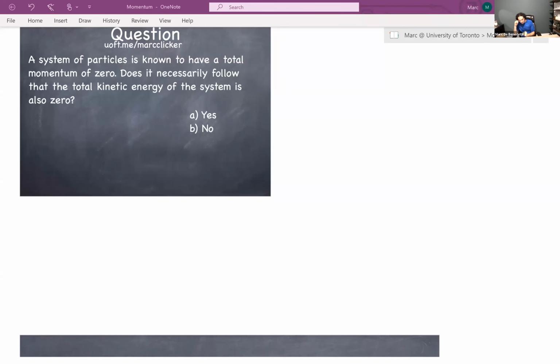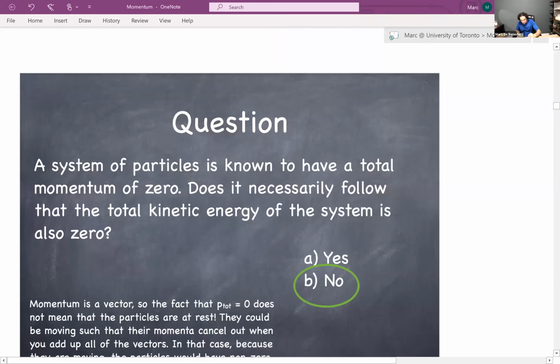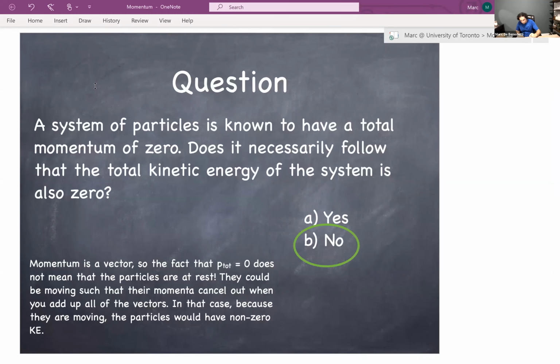So I would say, there you go. Most of you got the nail right on the head. The answer is definitely no. There, you can see it there. The reason being is momentum is a vector. So consider this. Well, let me stop sharing the results so you can get your screen back.